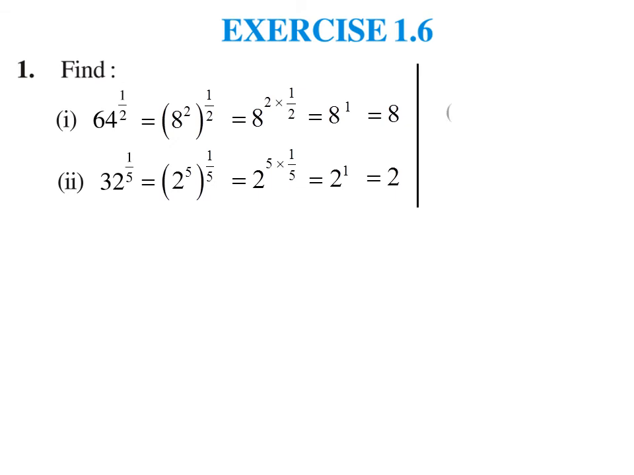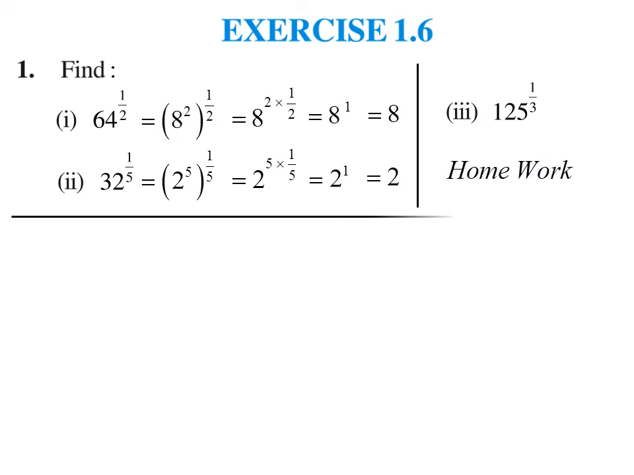Now the third question is 125 to the power 1 by 3. This will be your homework, to solve this question in the same way. This third question you have to solve by yourself.